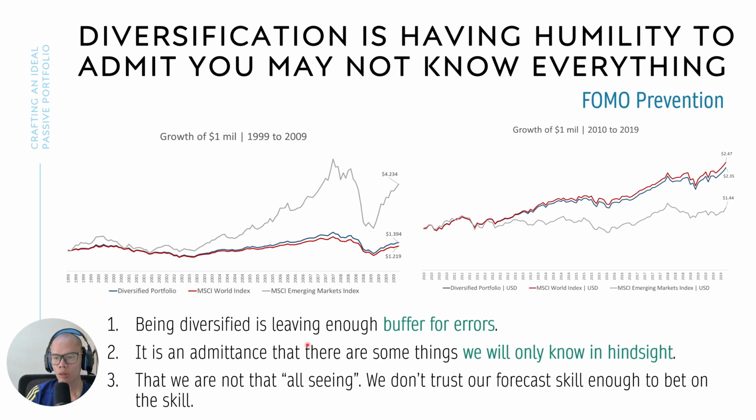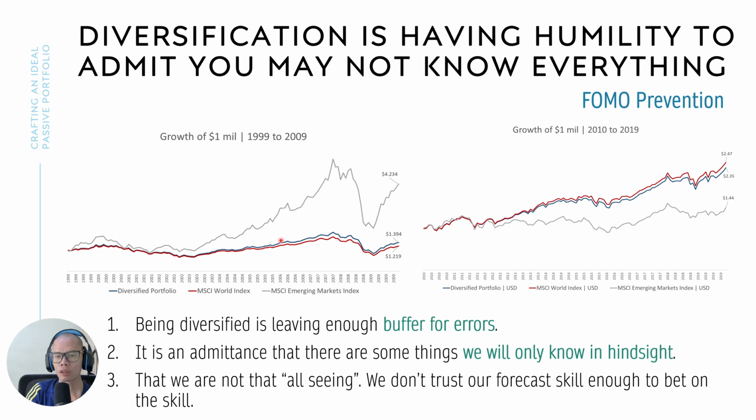So I put these two charts over here. It is a tabulation of the MSCI World Index. If you invest, let's say, $1 million in the MSCI World Index, $1 million in the 100% MSCI Emerging Market Index, and the diversified portfolio, which is made out of 90% MSCI World, 10% Emerging Markets. There are two different time periods. This is 1999 to 2009. This is 2010 to 2019.